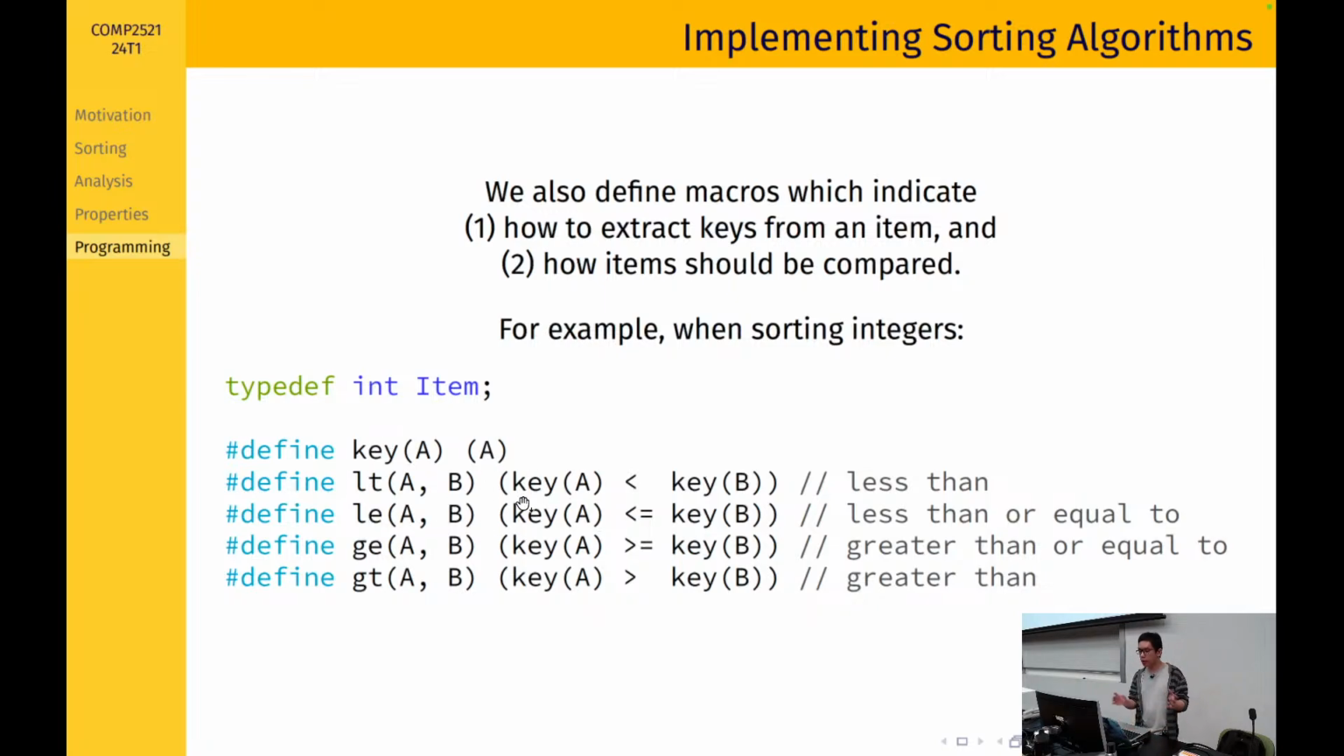And when we compare integers in our sorting algorithm, we might want to figure out if an item is less than another item, whether an item is less than or equal to another item, whether an item is greater than or equal to, and whether an item is greater than. So we have these 4 macros, which let us define how the items are compared. When we're sorting integers, then we just use these operators: less than, less than or equal to, greater than or equal to, and greater than.